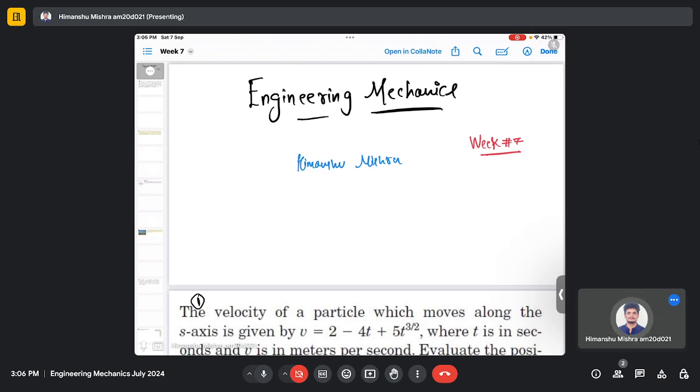So we start with one friction problem that was covered in the last week, based on belt friction. We will solve one problem belonging to belt friction, and then we will move to the dynamics part, where we will start solving questions from translation, regarding how particles translate in the Cartesian as well as in the curvilinear coordinates.